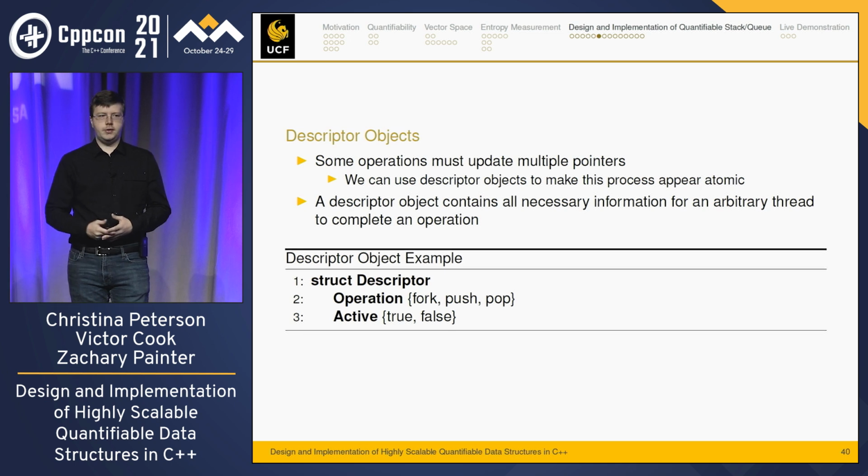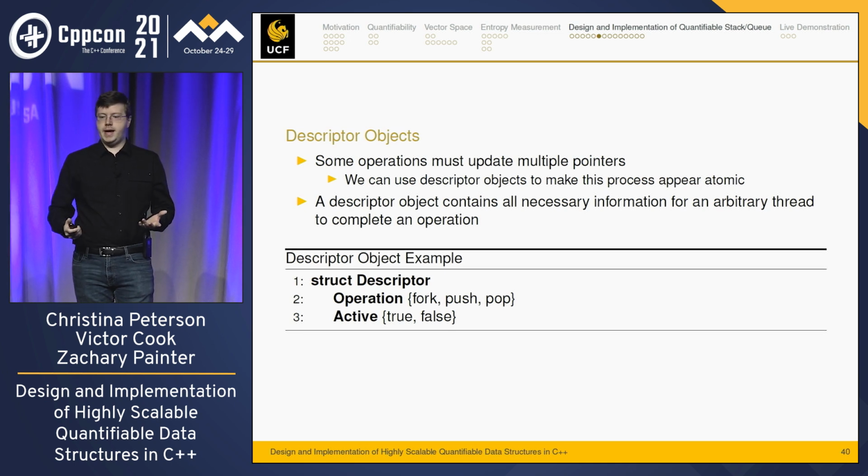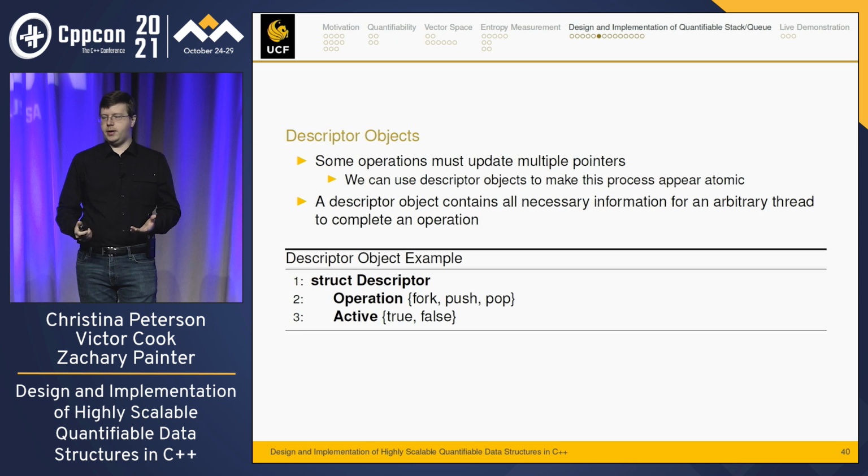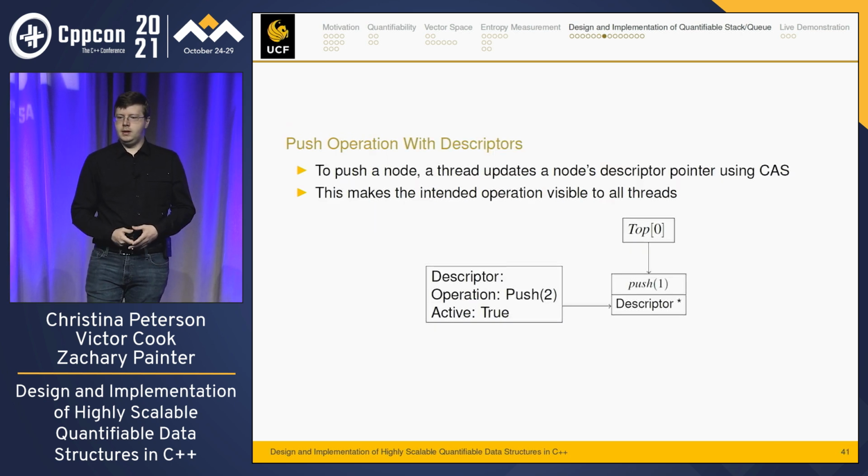And so here's an example of a descriptor object. For our stack, it's pretty simple. It contains an operation field, and the operations that are available are fork, push, or pop. And then it contains a field that indicates whether it's active or inactive. So let's go into examples.